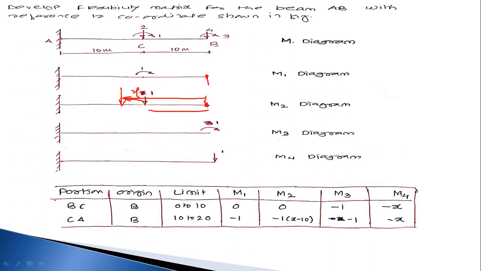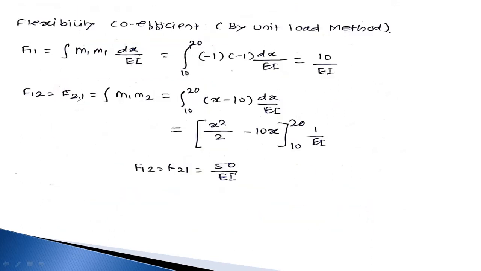So form a table. This table is useful to find out the flexibility matrix, the flexibility coefficients by the unit load method. Now we know the table, that is the M1, M2, M3 and M4 values, and with their limits. So for the flexibility matrix, the coordinates are 4. So the flexibility matrix size is 4 by 4, that is 4 rows and 4 columns.